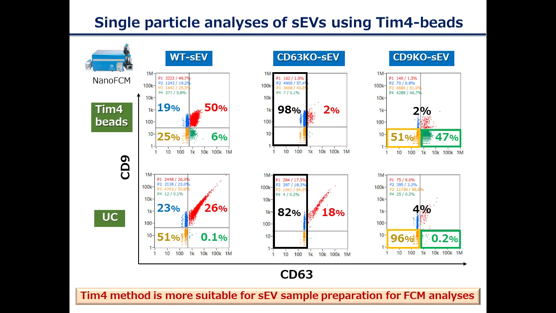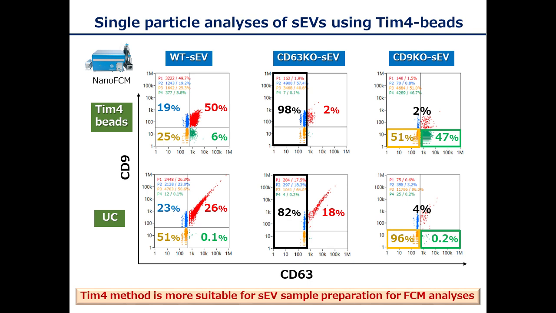When WT SEVs prepared by TIM4 beads were double stained for CD9 and CD63, 4 distinct subpopulations were clearly separated. On the other hand, WT SEVs prepared by ultracentrifugation showed a decrease in the double positive subpopulation and an increase in the double negative subpopulation.